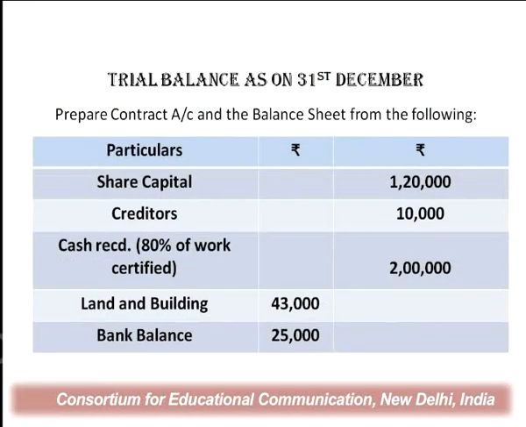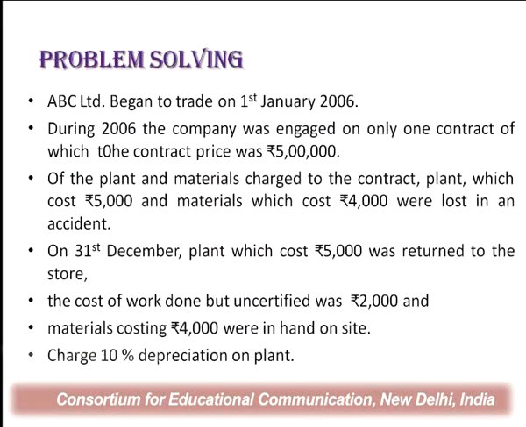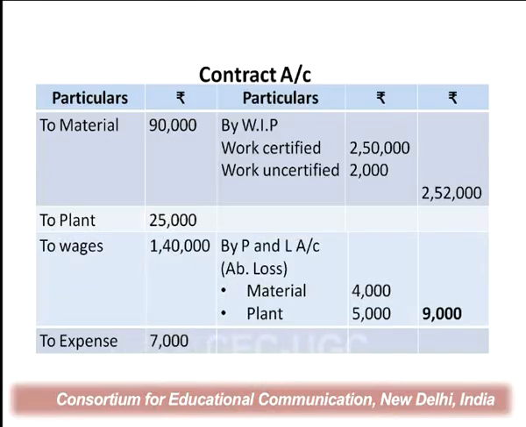Let's see, right? Here it says 80%. This 2 lakh is 80% of the work certified. 2 lakh has been received, which is 80%. So what is 100%? 2,50,000 rupees. Work uncertified 2,000, it comes to be 2,52,000. So plant is 25,000, wages I have already explained.